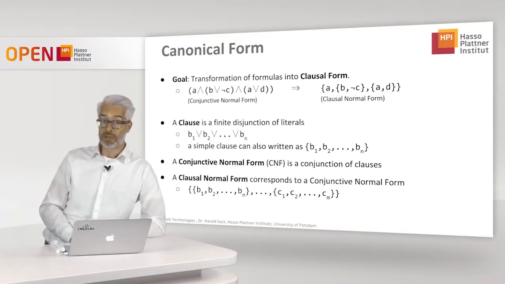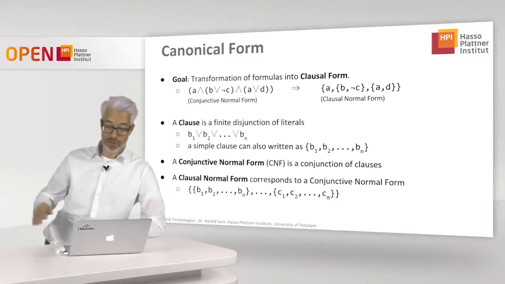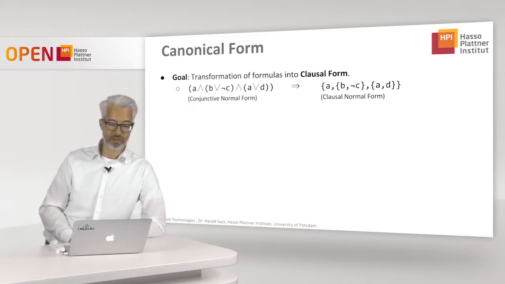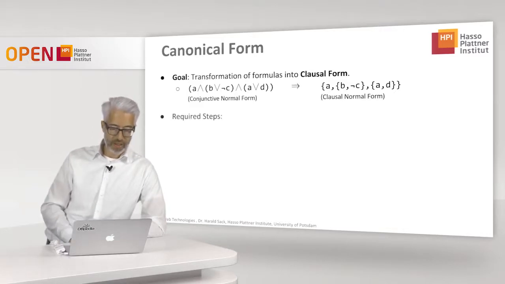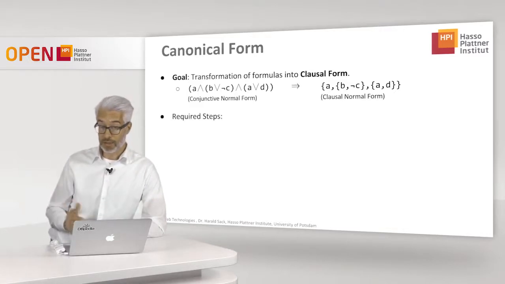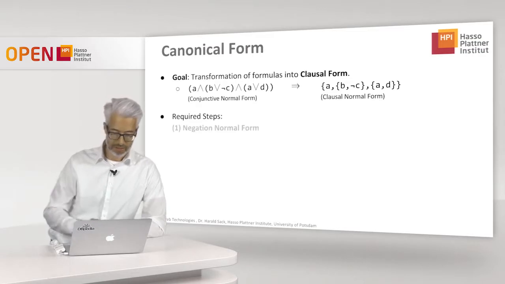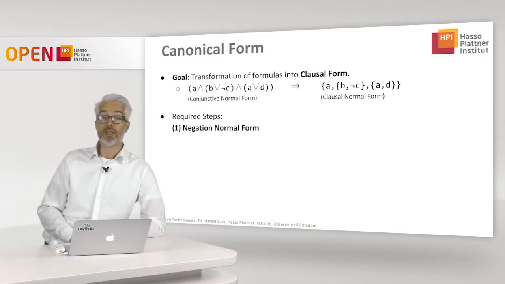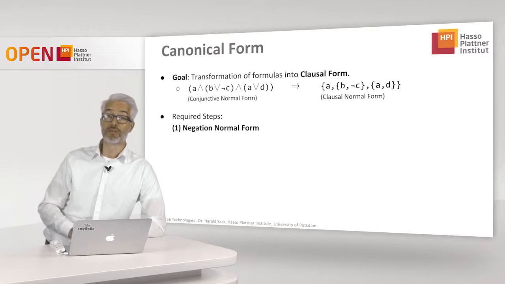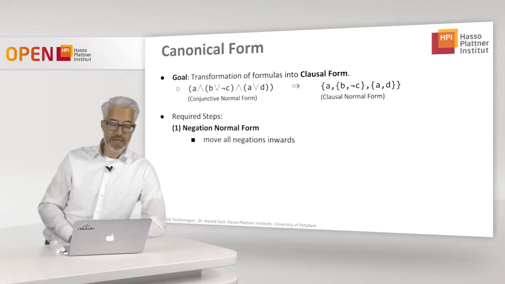And the point is, we want to derive an algorithm to achieve a clausal form from an arbitrary logical expression. So we want to transform formulas into clausal form. Okay, so the following steps are required to do that, and we will look into that in further detail. First, you have to transform your arbitrary logical expression into a negation normal form.